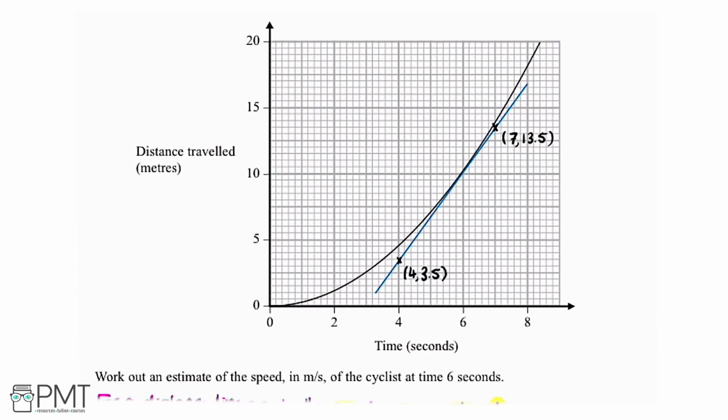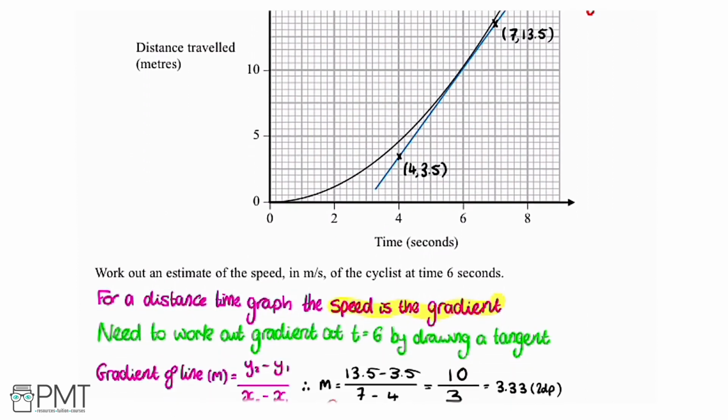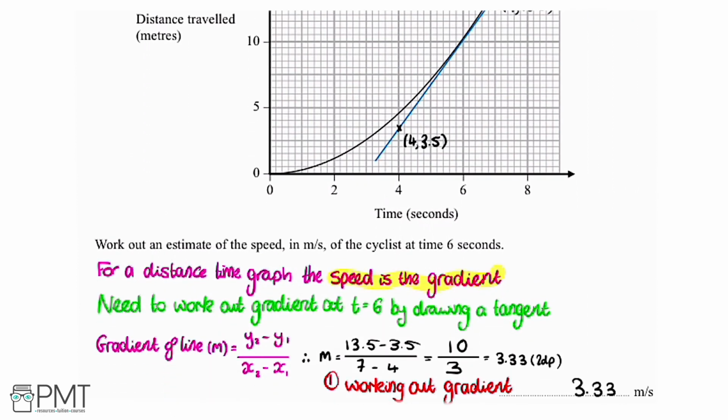We get our first mark up here for drawing the tangent, 1 mark down here for working out the gradient, and a third and final mark for a correct answer. Because everyone might have drawn the tangent slightly differently, the correct answer could be anywhere in the range of 3.05 to 3.7.